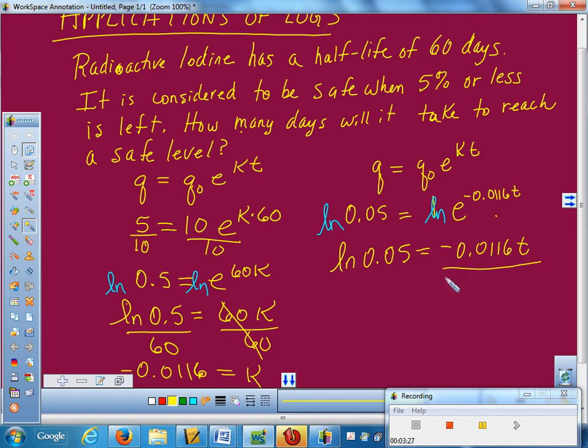Divide it over. And once again, the calculator comes out to be, rounded off, 258.